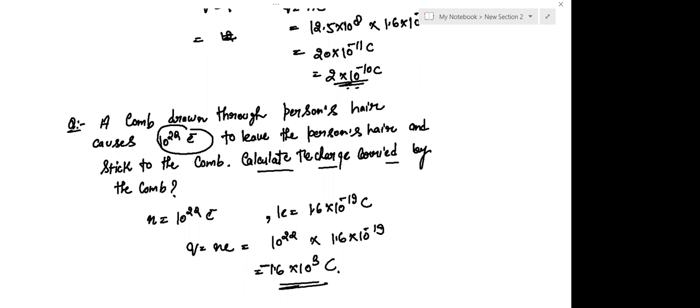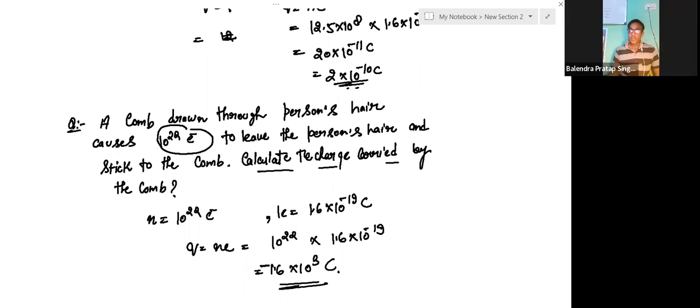Yes, sir. Okay, so this is all about charge. Now we can go to the next part of this chapter, which is about forces. Okay, this is about some forces. So here I think I covered all the properties, all the important points related to your charge.